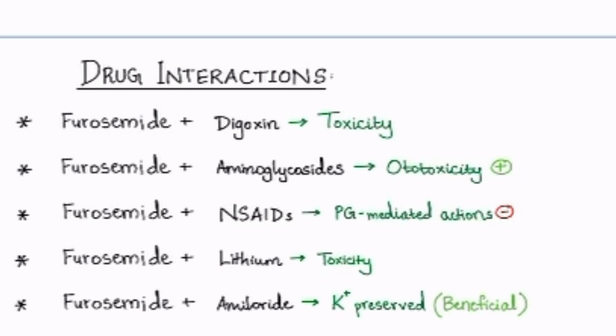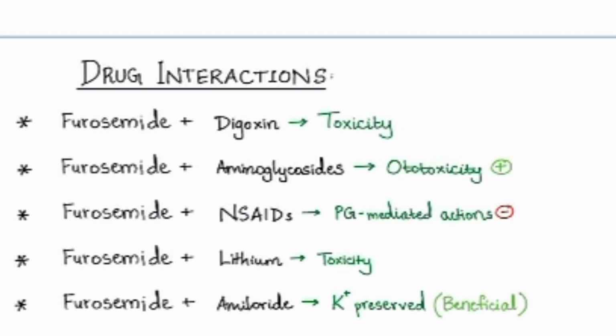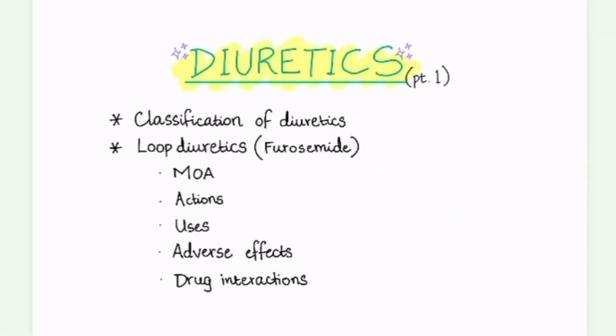Furosemide plus NSAIDs. NSAIDs are known for inhibiting prostaglandins. So this will inhibit all the prostaglandin mediated actions of furosemide. Furosemide given along with lithium will cause lithium toxicity. Furosemide plus amiloride, this is actually a beneficial interaction. This is because amiloride is a potassium sparing diuretic, so potassium ions are preserved, and this will abolish the hypokalemic effect of furosemide. So that was all about part 1 of diuretics.